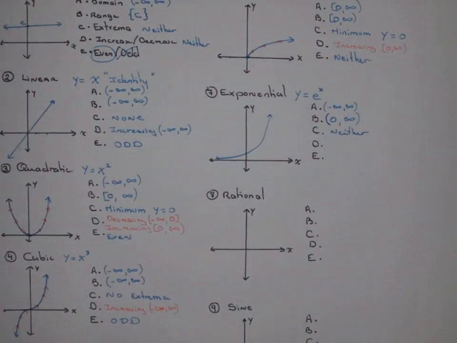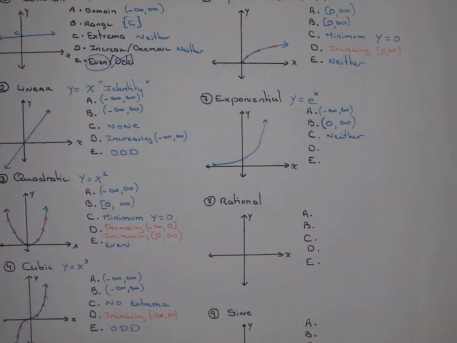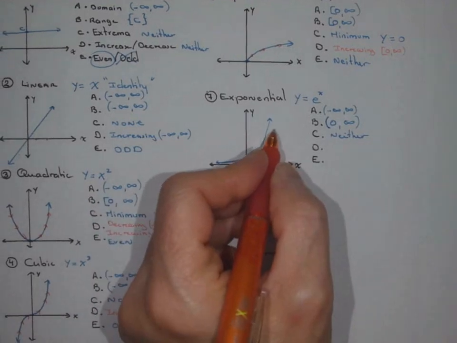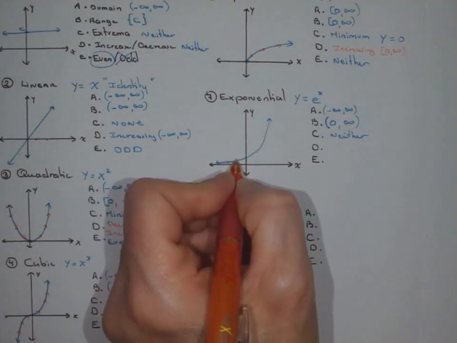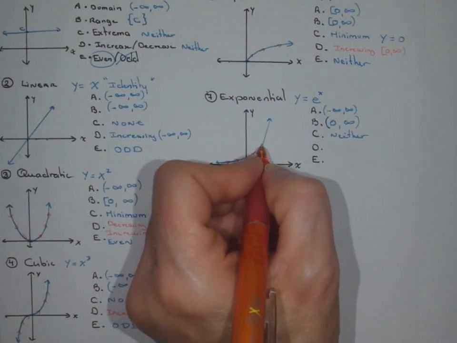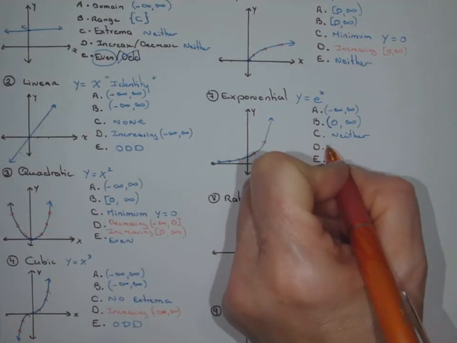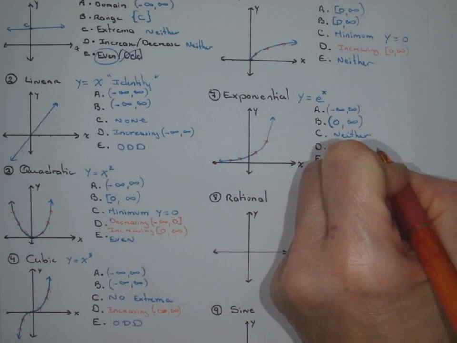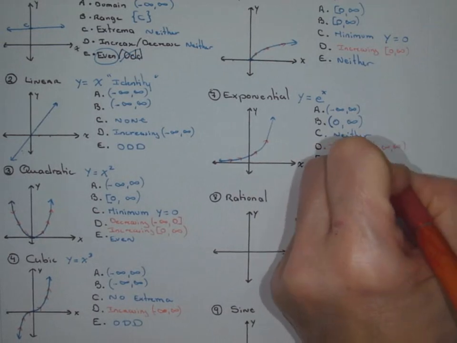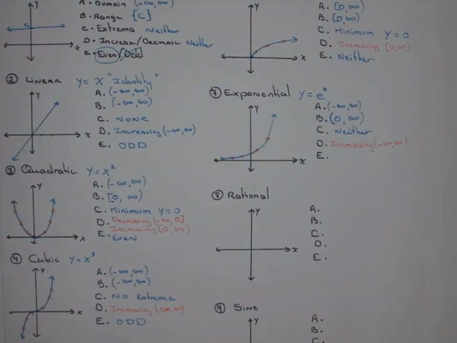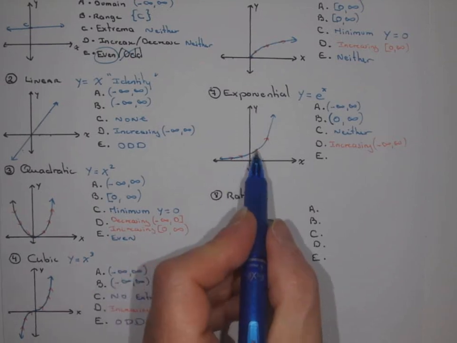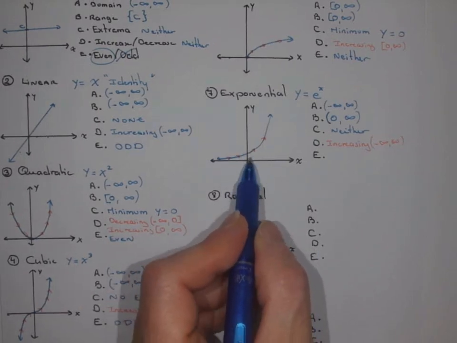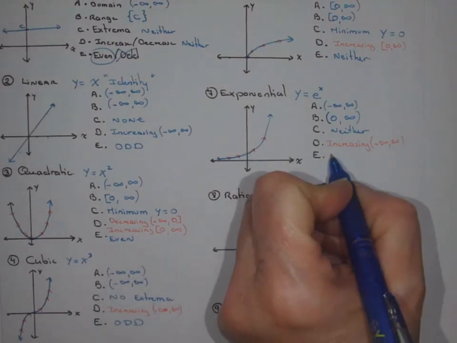D was the increase or decrease. Well, if we're going from the left toward the right, this graph definitely goes up, right? So it's increasing everywhere on its domain, and the domain is from negative infinity to infinity. And then E is even, odd, or neither. There is no symmetry over the y-axis. There is no symmetry over the origin, so it's neither.